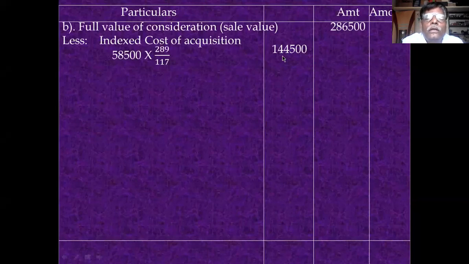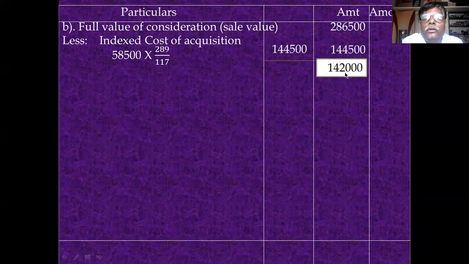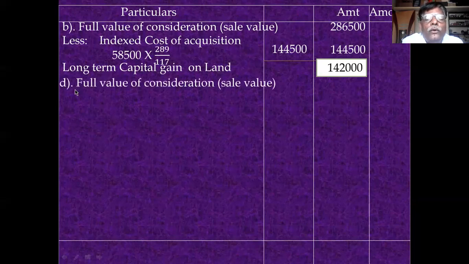Index cost is 1,44,500. You deduct it, and you will get the long-term capital gain on land. That is B point. And C point is short-term capital gain.